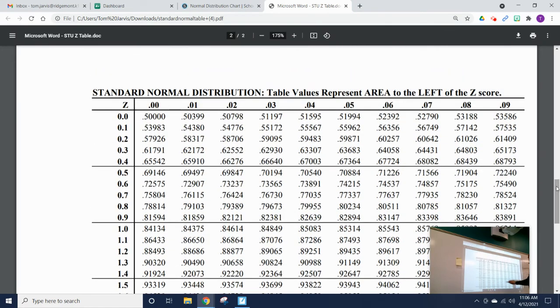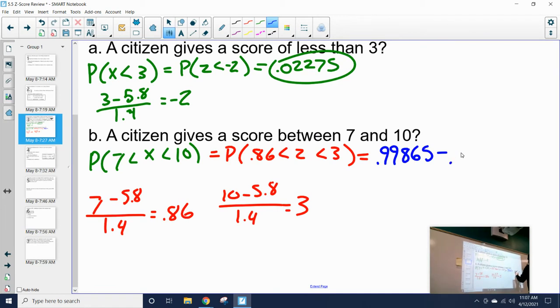And then we're going to subtract our smaller number, which was the 0.86. So I've got to find 0.8, which is right here, and then 6. So 0, 1, 2, 3, 4, 5, 6. So 0.80511.